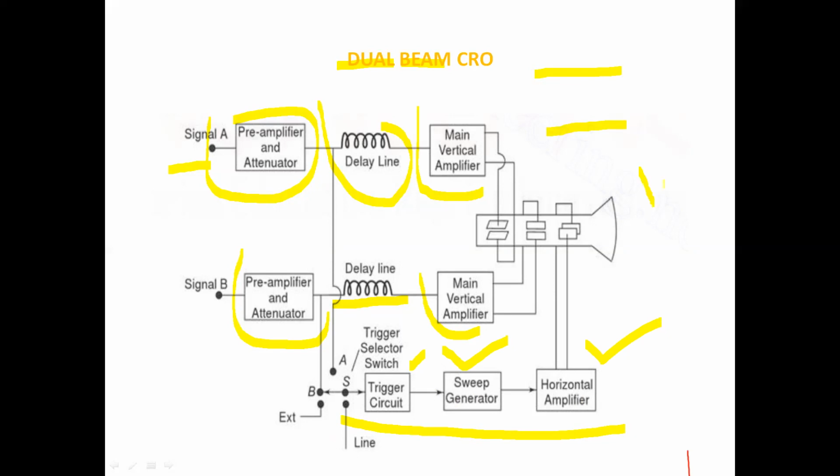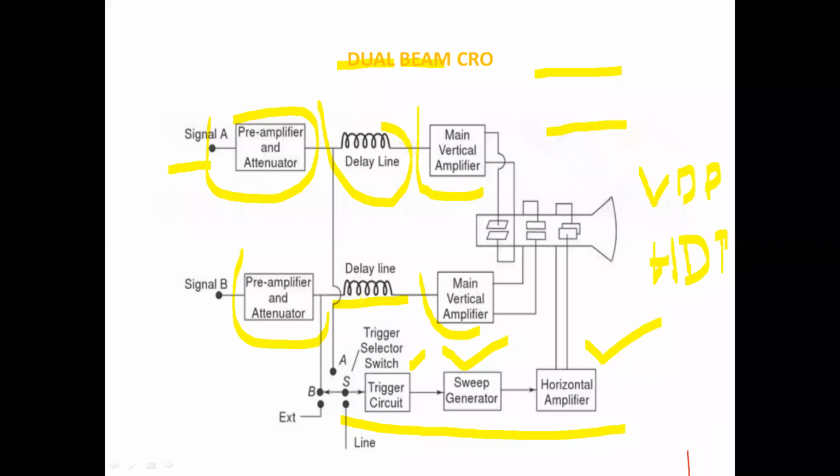So here we are having two sets of VDPs. Remember that term, VDP, vertical deflection plates. So we are having two sets of vertical deflection plates, but only one set of horizontal deflection plates in dual beam CRO. So what is the meaning of that? Only one beam can be synchronized at a time. Even though it generates two beams, only one beam can be synchronized at a time because we are using only one time base. So one time base is commonly used for the two signals.